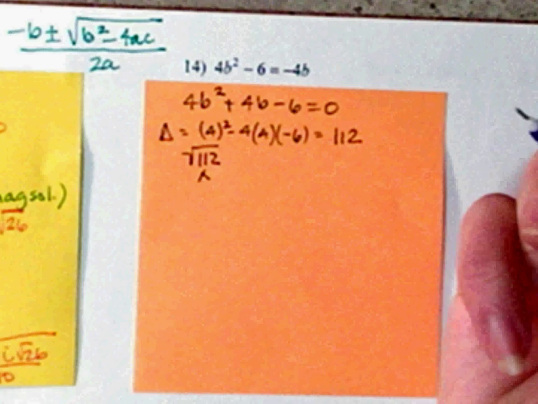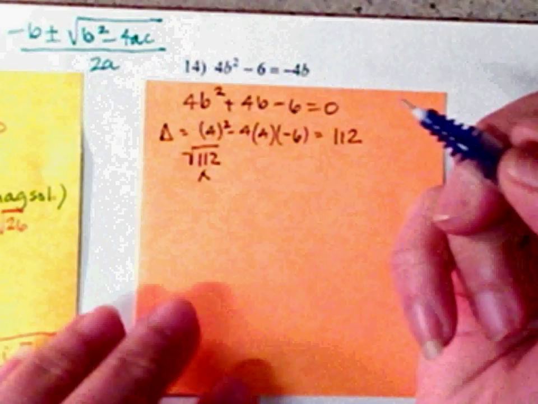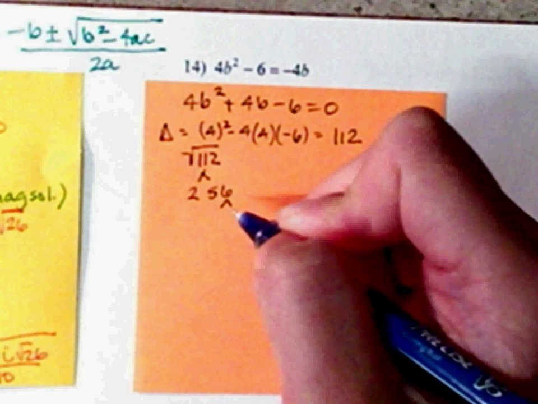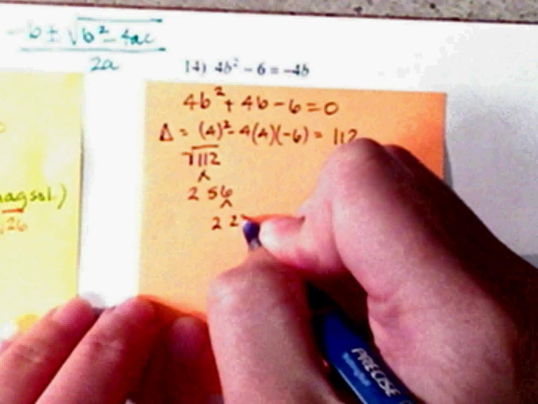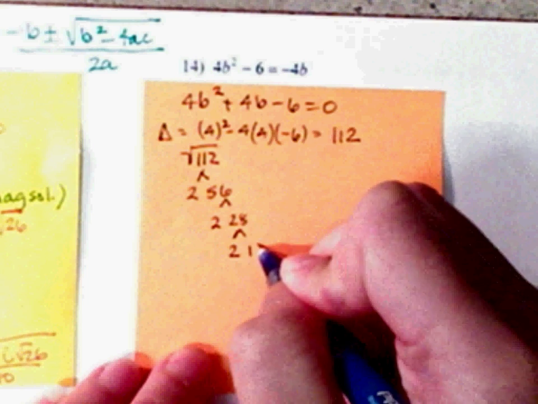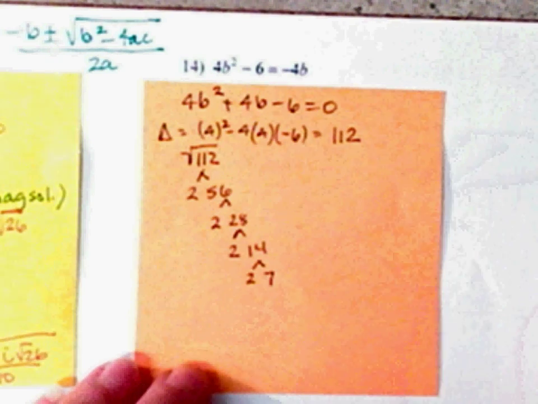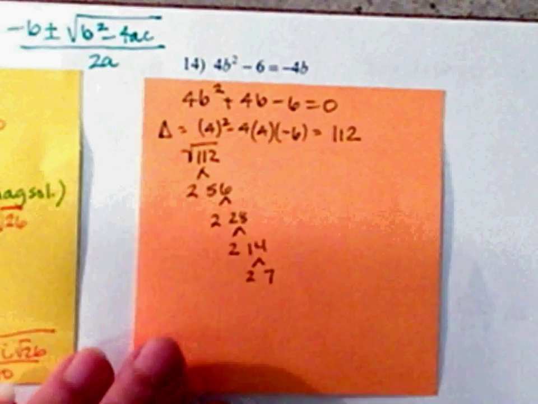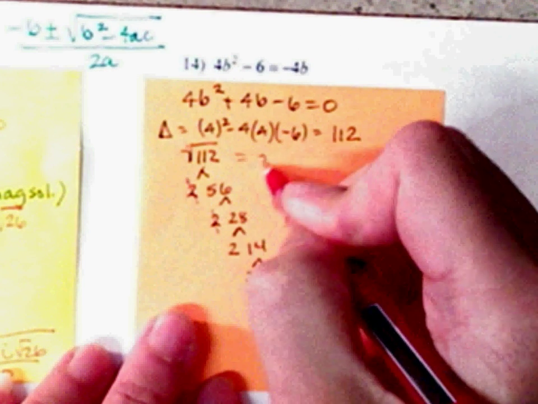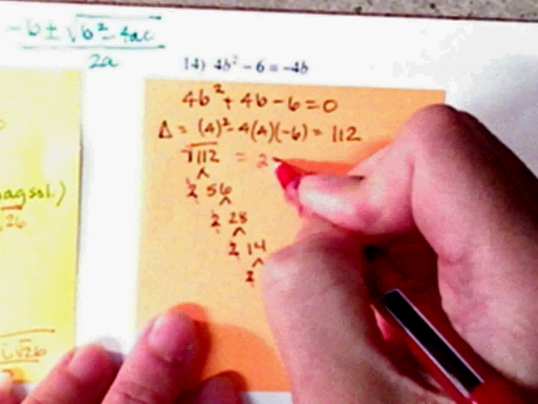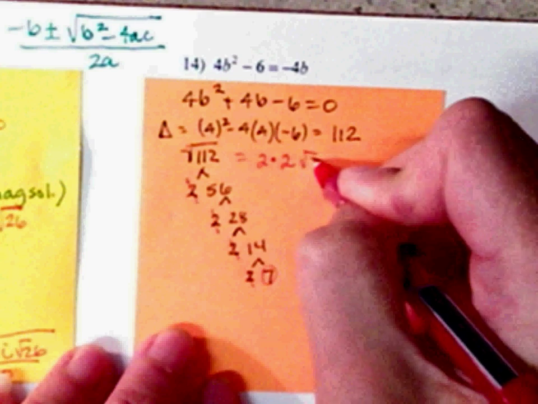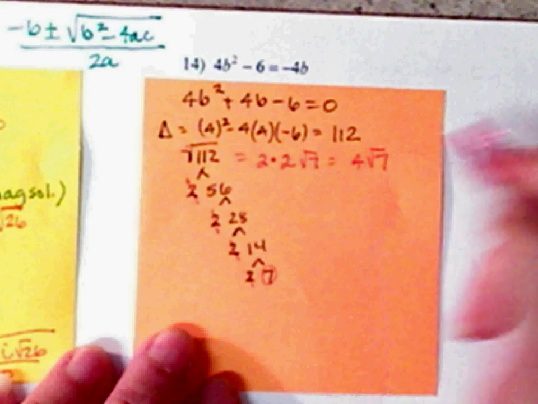It's not perfect, so start dividing by 2 or 4. So you got 2 and 56. You could have divided by 4 also, 2 and 14, but I wanted to show you this part. Okay? All right. Square root, 2 of a kind, 1, 2. 1, 2. So 2 times 2 with 7 left over. 2 times 2 is 4, square root of 7.